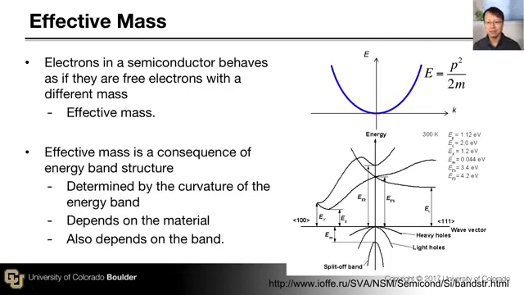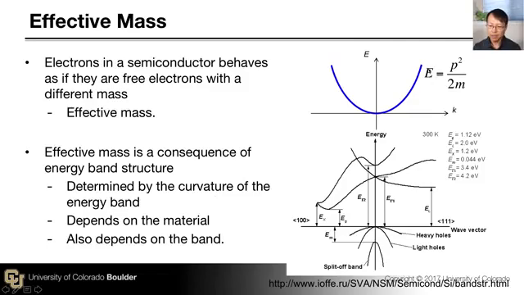Now, effective mass. Electrons in a semiconductor behave as if they are free carriers, free electrons moving in free space, except that they have a different mass. So the effect of the atoms inside the solid, which must influence the electron's movement, is described by this quantity called effective mass. The collective influence of atoms in the solid is described by this different mass. And the effective mass is a consequence of the energy band structure and is defined by the curvature of the energy band.